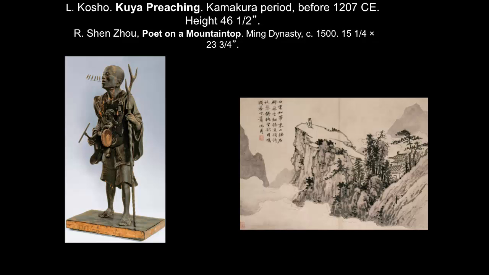And even though, of course, these are different traditions, these are different examples from different cultures, we can start to notice an interest in representing text, in representing a verbal expression in these different kinds of objects, right? In the case of Shenzhou's poet on a mountaintop, the poem that the poet seems to be saying is presented right next to him there. It's represented in that kind of physical way. And we can also observe that in the Buddhist example, the Japanese Buddhist example of Kuya preaching, where the symbols of his chant are presented to us in physical form.